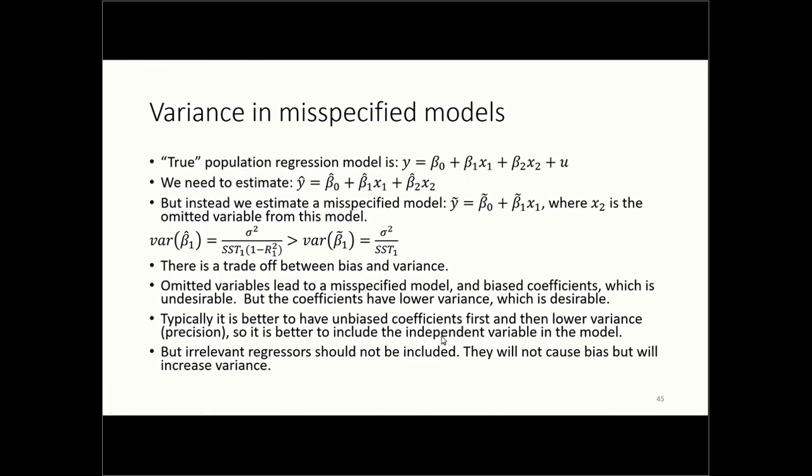But if that variable is irrelevant, then it should not be included, because it will not cause a bias, but the variance, if we have more variables in the model, would be higher than if we have fewer variables in the model. So again, include variables in the model, because otherwise if you don't include them and they belong in the model, that would lead to biased coefficients. But if they don't belong in the model, then definitely don't include them, because by including them, you are just going to increase the variance of the coefficients.